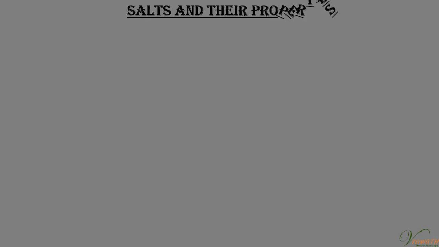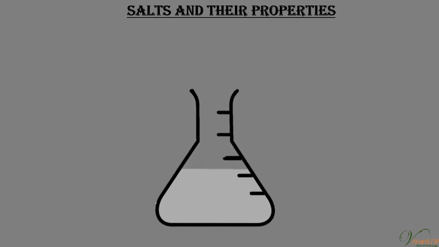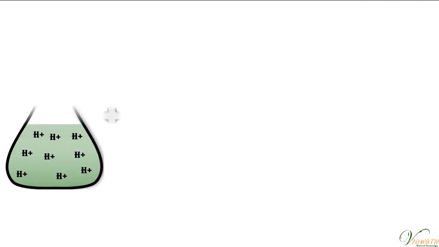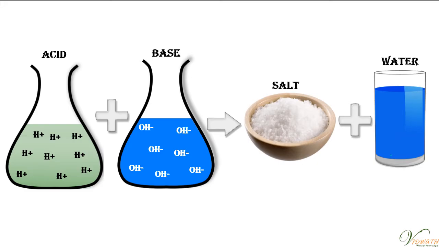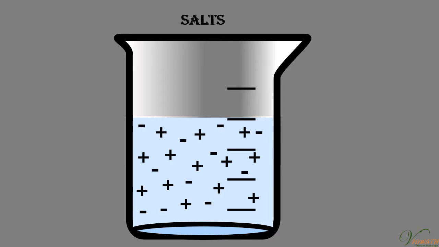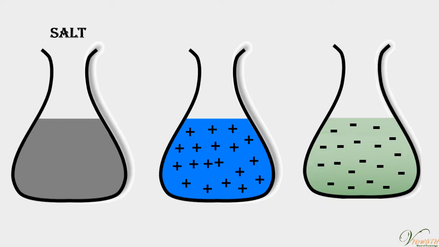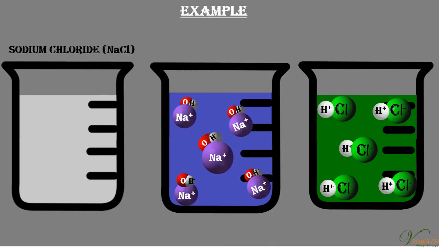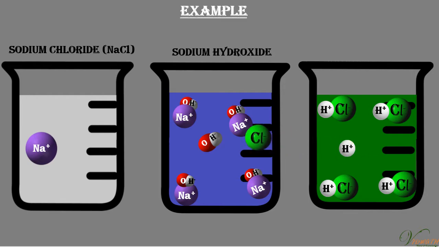Salts and their properties. The compounds formed by the reaction between acids and bases are known as salts. Acid plus base gives salt plus water. Salts are ionic compounds which contain positively charged cations and negatively charged anions. During salt formation, the cation comes from the base and the anion comes from the acid. Example: in sodium chloride formation, the cation sodium comes from sodium hydroxide and the anion chloride comes from hydrochloric acid.